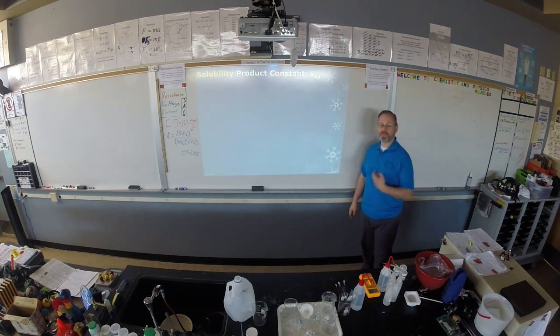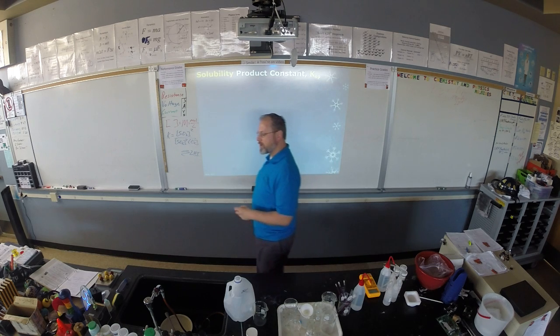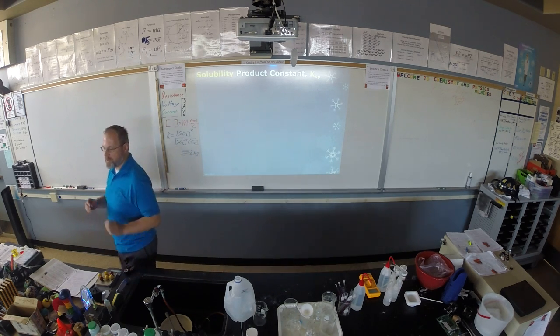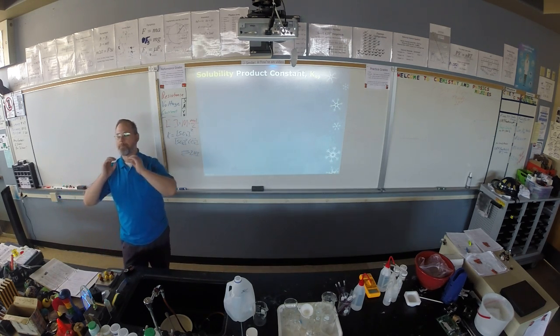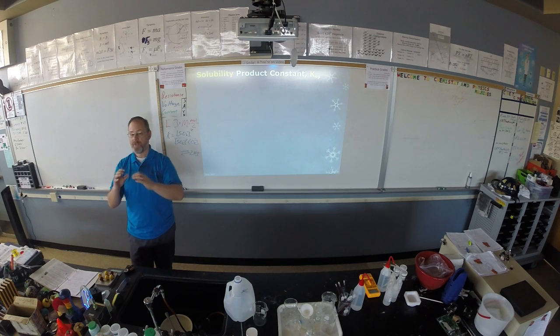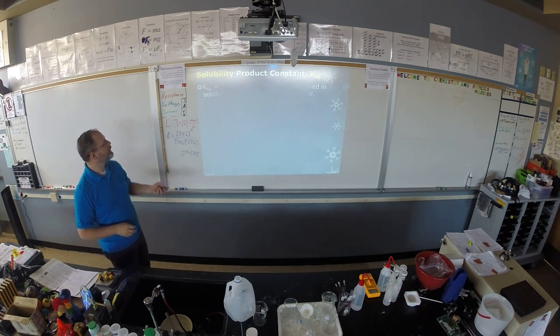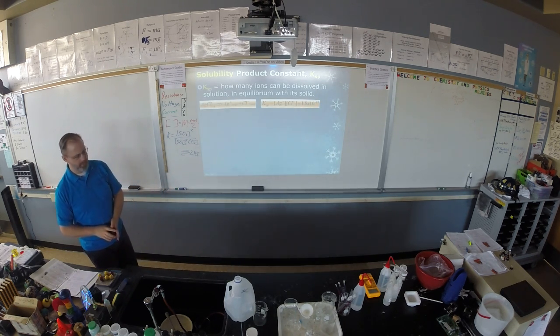Okay. Then we talked about solubility product constant, and solubility product constant is a number that says this is the maximum upper limit of ions that can dissolve. So you can only put so many of these ions in solution. That's the maximum upper limit. And it comes from the dissolution equilibrium equation.